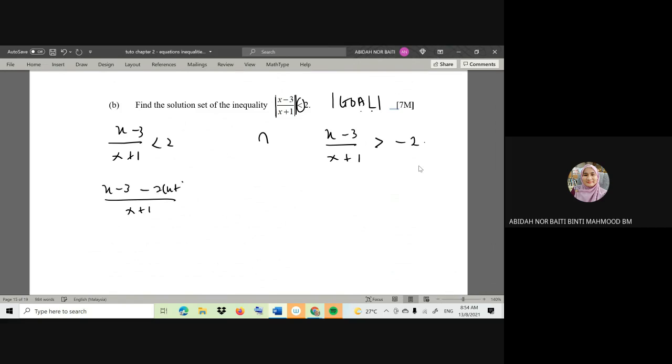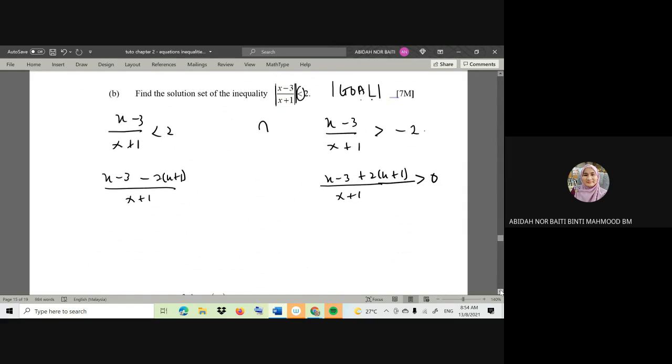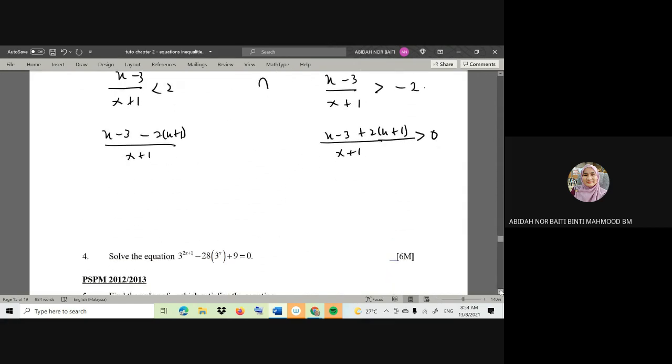2x plus 1. Okay, ni kamu boleh simplify lah semua ni. x plus 1, x minus 3, plus 2x plus 1. Okay, then we use table of sign. We use table of sign because this is rational inequalities. Determine the value of x first ya.